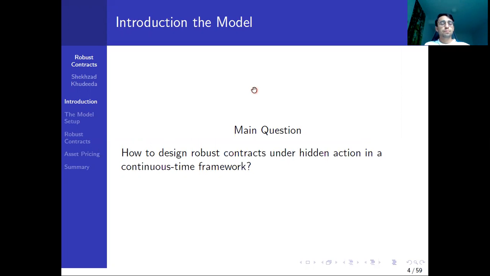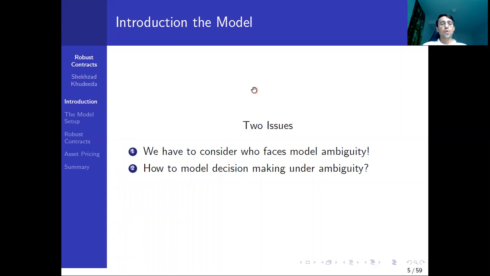So the goal of this paper is to study this question, and it will be answered in section 3 in detail. Now, we also face 2 issues while solving the robust contracting problem.